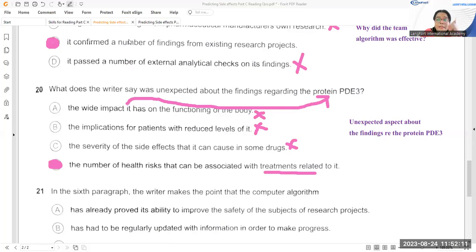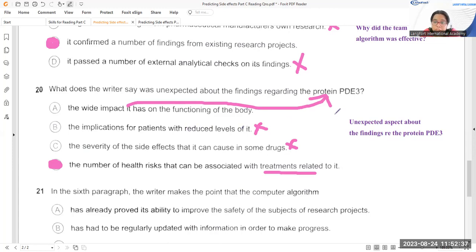And remember, please don't read parts of the options and match. Okay, they have talked about body parts. No, that does not make A your answer. Read the option completely. The wide effect of PDE3 on the functioning of the body. Whenever you have options, you need to understand it refers to the protein PDE3 here. That changes the meaning. That changes the whole thing. So you need to read it carefully.